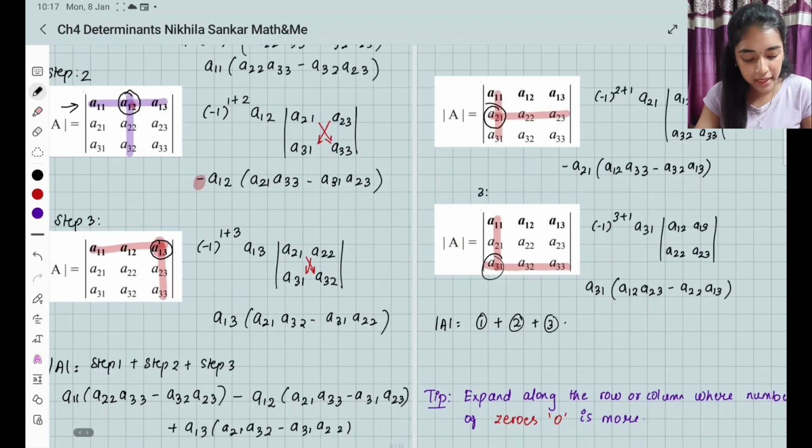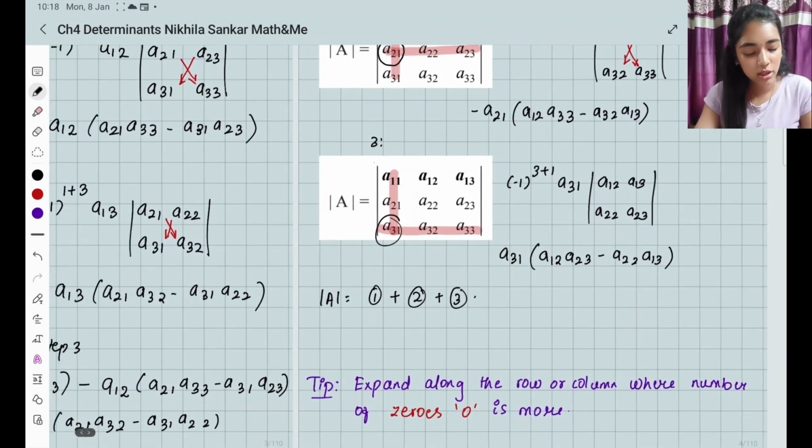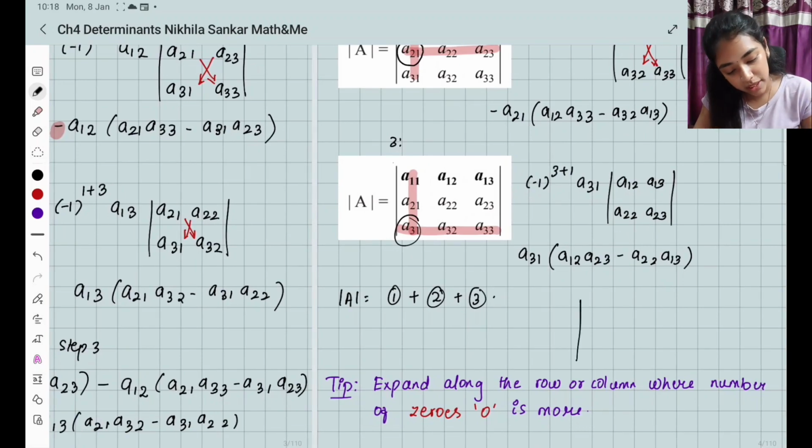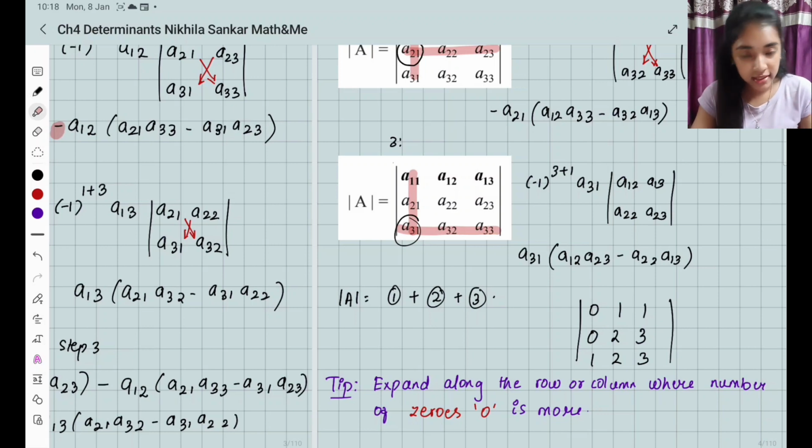So இதுல ஒரு tip என்ன? You have to expand along the row or column where the number of zeros is more. இப்போ ஒரு determinant இருக்கு அப்படினா you have 0, 1, 1, 0, 2, 3, 1, 2, 3 இப்படி இருக்குனா you can either take the determinant along row 1 or you can take the determinant along column 1 or you can take the determinant along row 2. இந்த மாதிரி எங்க வேணாலும் எடுக்கலாம்.